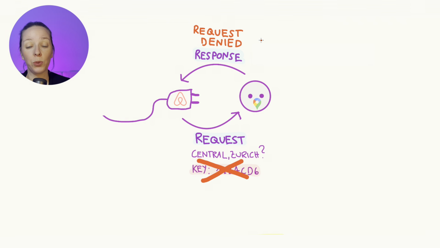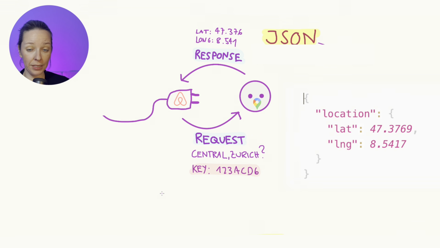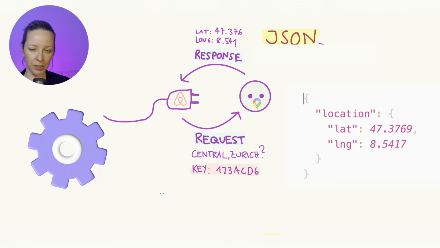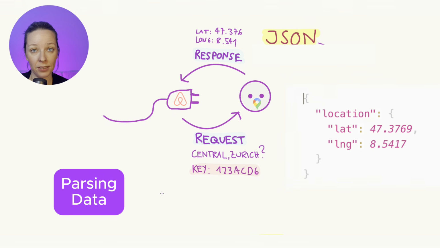When Google replies to Airbnb, it's not just sending plain text. It sends a structured response, often in the form of JSON. It stands for JavaScript Object Notation, and it looks something like this. Once Airbnb gets this response, the system starts processing and reformatting it to fit smoothly into Airbnb's logic. This is what developers refer to when they say parsing the data.